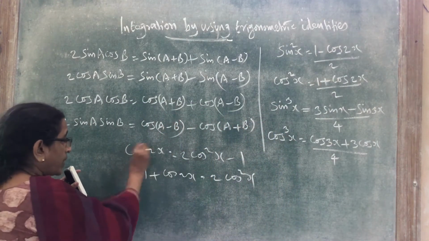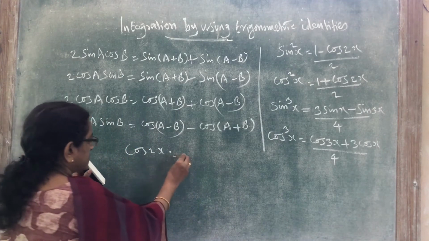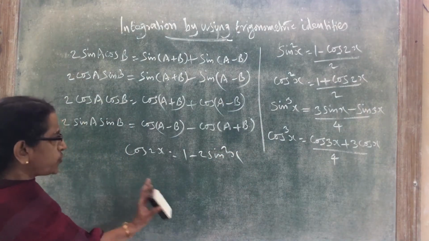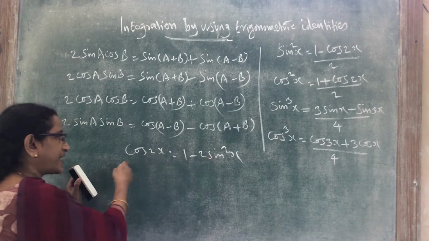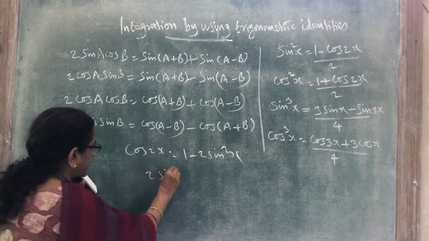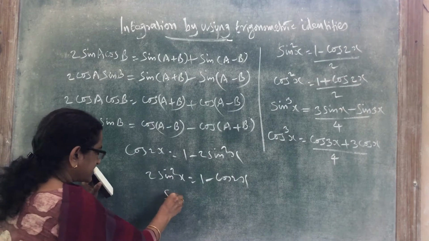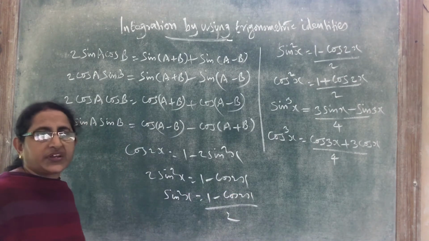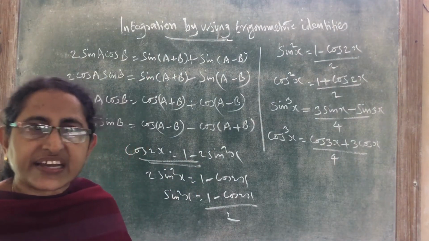Now next, one more formula we have studied, cos 2x equal to 1 minus 2 sin square x. From this formula, when we take 2 sin square x this side, cos 2x that side, what do we get? 2 sin square x is equal to 1 minus cos 2x. So sin square x is equal to 1 minus cos 2x whole divided by 2. From the same formula, we are getting all these.